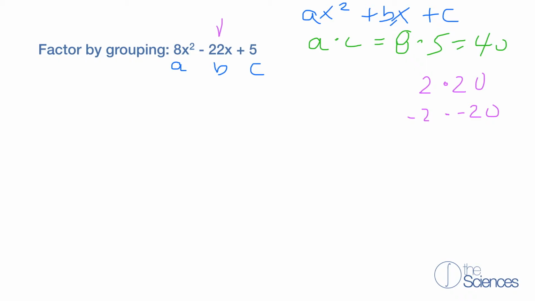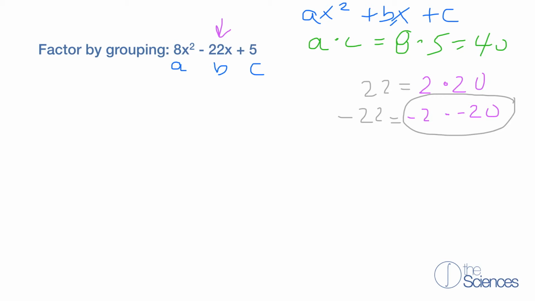So what we want to do is add these up, add our multiples up so that it matches our middle coefficient of negative 22. So here we have 2 plus 20 is 22. And here we have negative 2 plus negative 20 is negative 22. So negative 2 and negative 20 are our multiples.